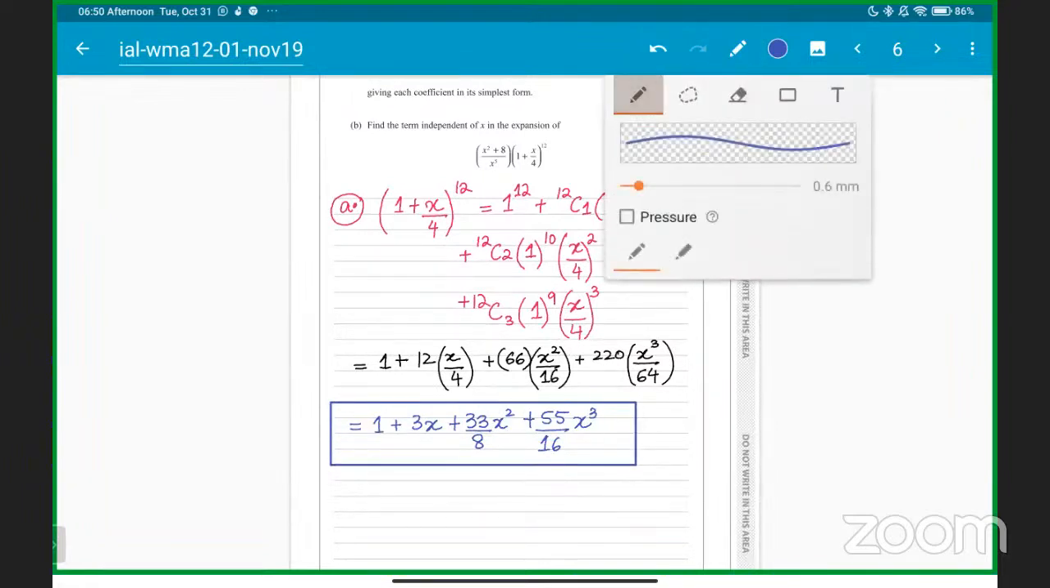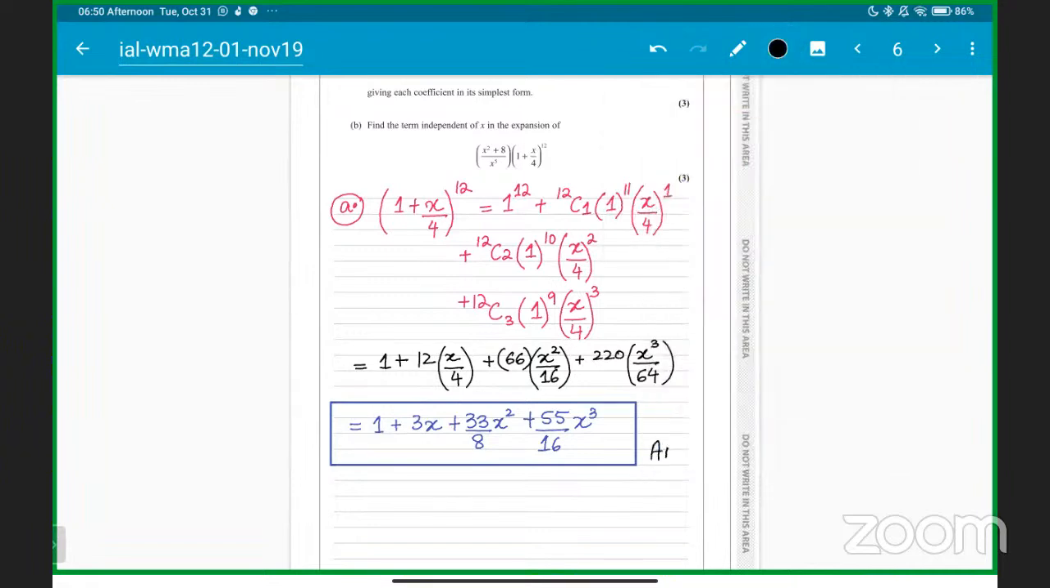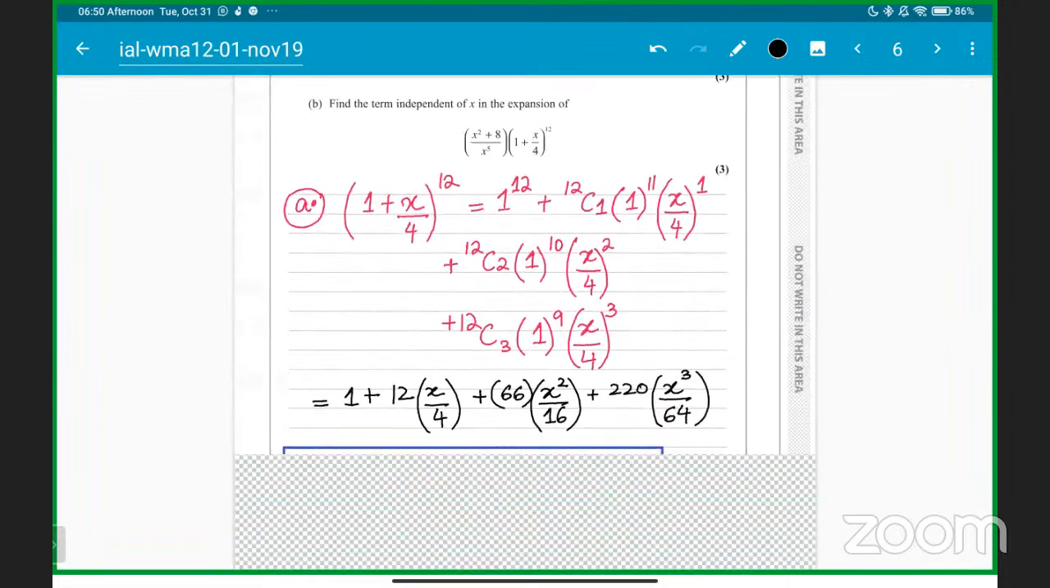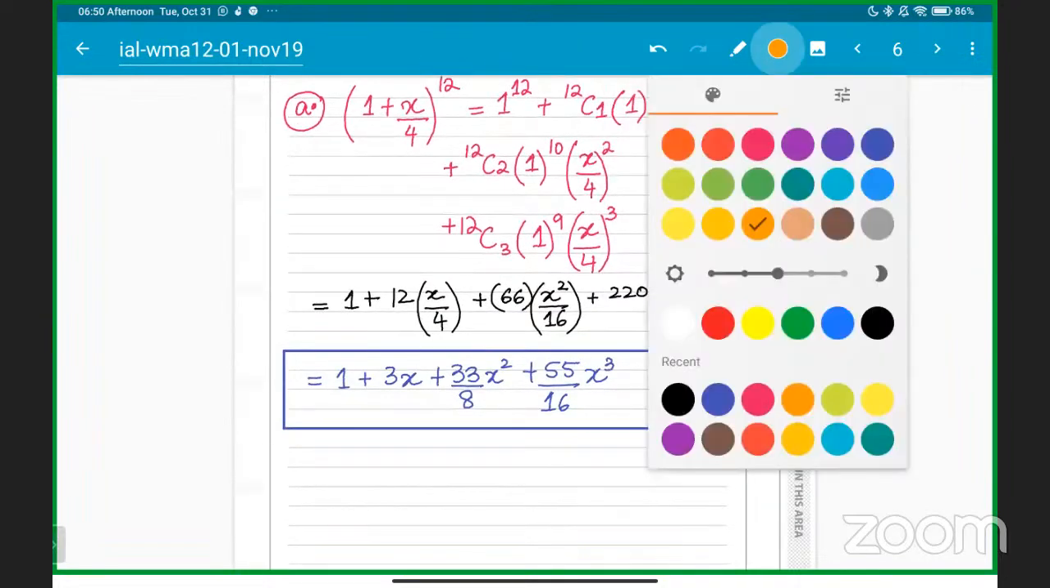So anyone, any questions? Let me know. So this is the answer for the first part. We have expanded the first four terms in the binomial expansion. Okay, clear on this? Any question?